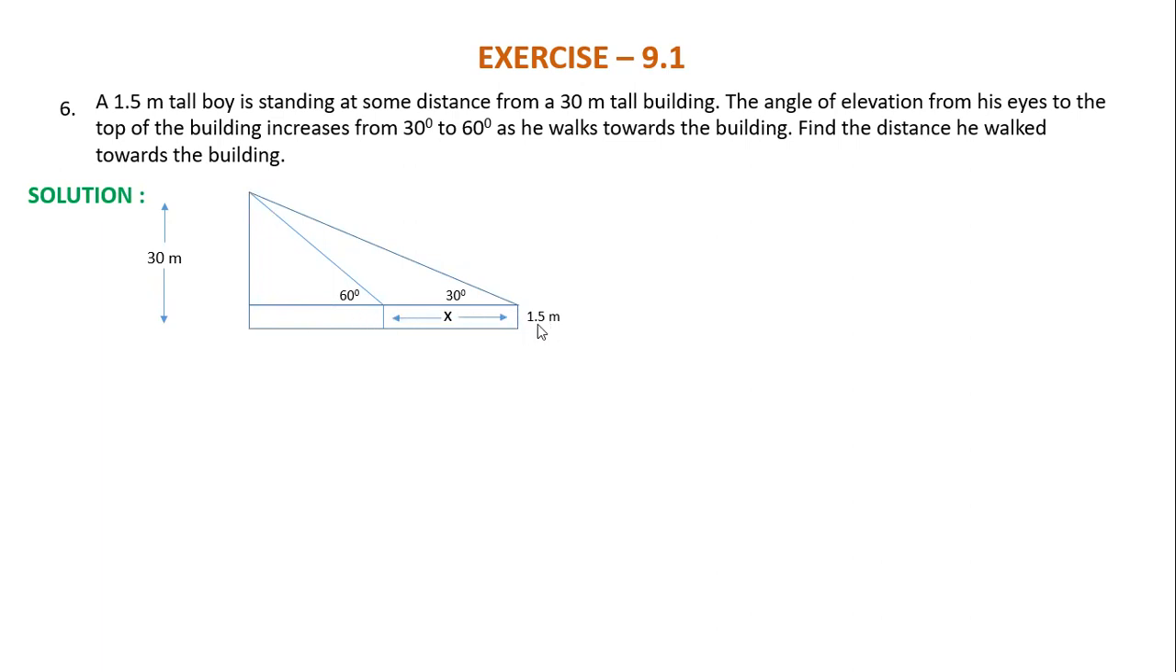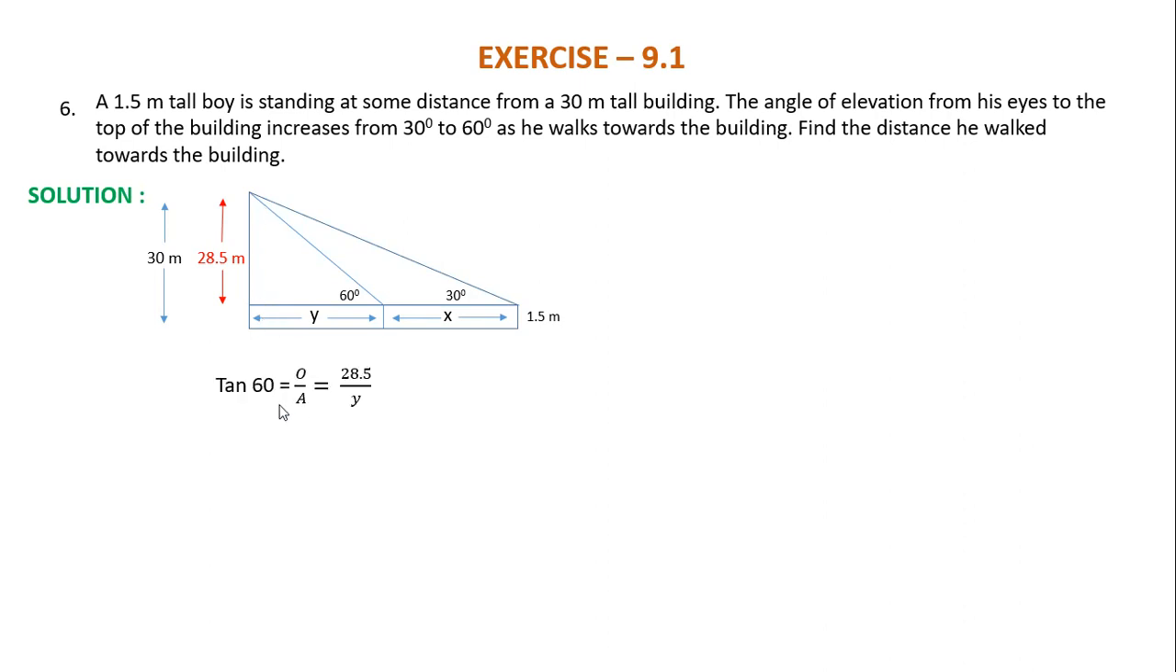Let this be x. Suppose he has walked a distance of x meters towards the building. And this is the distance from this point to the building. So this should be 28.5. How did you get this? This is 1.5, so 30 minus 1.5 is 28.5. So this is only 28.5.